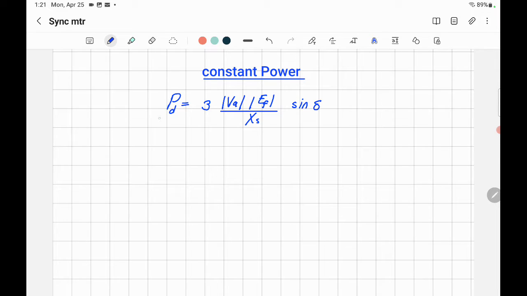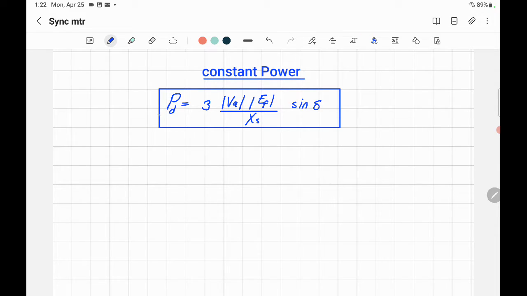Well, that's the equation of the power developed in the synchronous motor, and it's equal to the magnitude of the armature voltage VA and the excitation voltage, the magnitude of excitation voltage EF, over the synchronous reactance, and sine delta. Delta is the power angle, and PD is the power developed.